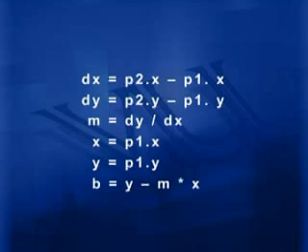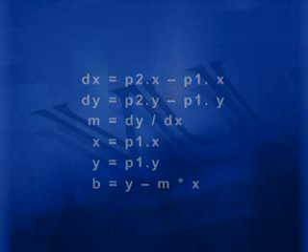X is equal to the x coordinate of the first point, and let's set y is equal to the y coordinate of the first point. So we have set x and y to the first starting point. And now we say that let's calculate b to be equal to y minus mx, m times x.